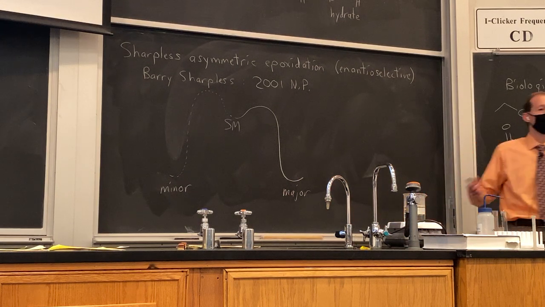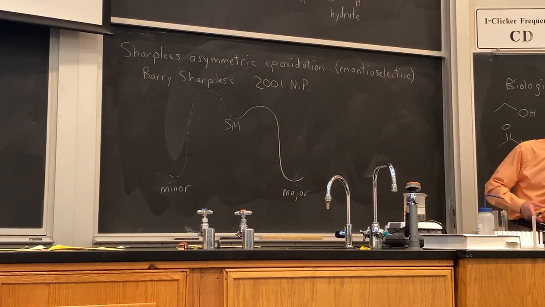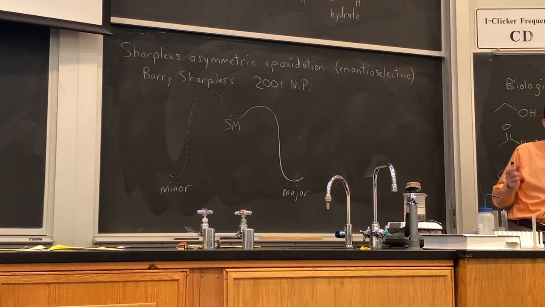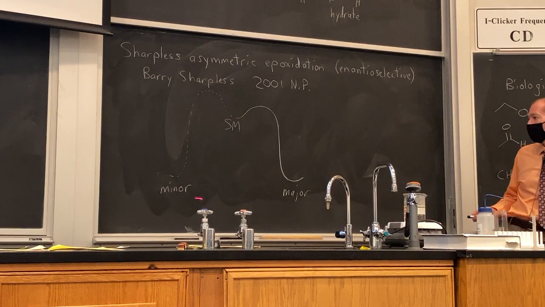Our two enantiomers are equivalent in energy. So if we are relying on thermodynamics, there's no way to obtain anything other than a one-to-one mixture of the enantiomers. Okay? It's impossible, if we're relying on thermodynamics, to get a non-racemic mixture. It's always going to be one-to-one.